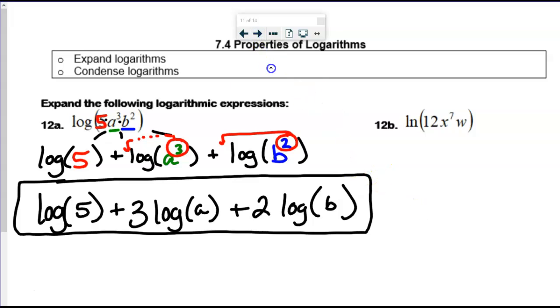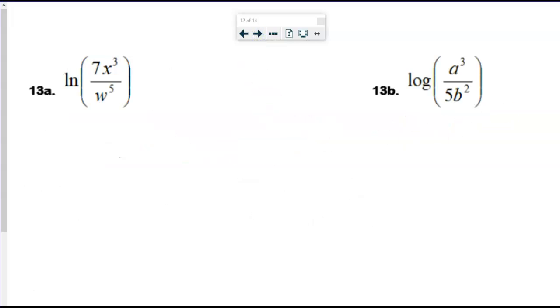Some of you are so good at this, you can go from beginning to end without any intermediate steps, and that's awesome. I'm not that awesome. All right, number 13. This time we have a natural logarithm. Make sure you understand that that is an L.